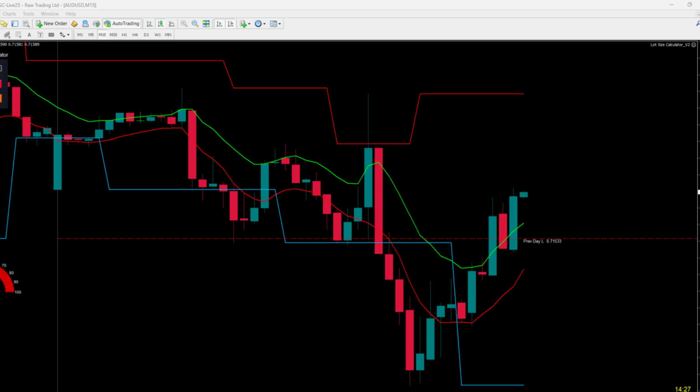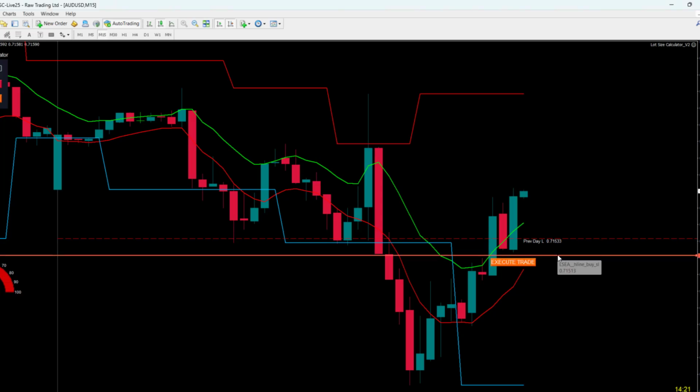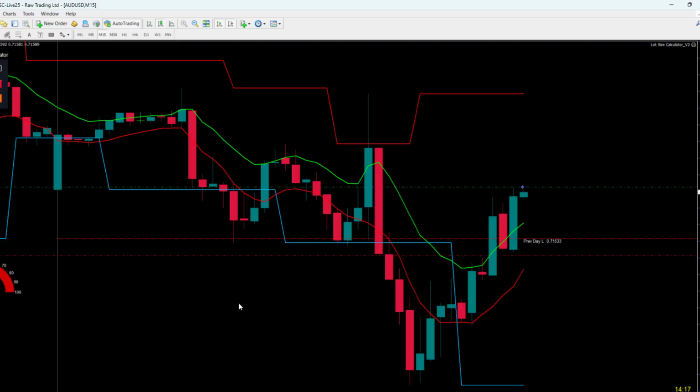This is a beautiful opportunity. Let me quickly show you. I'll place my stop loss there. I'll click on execute trade. So I'm in this trade. This is a long trade. Now look at this breakout.